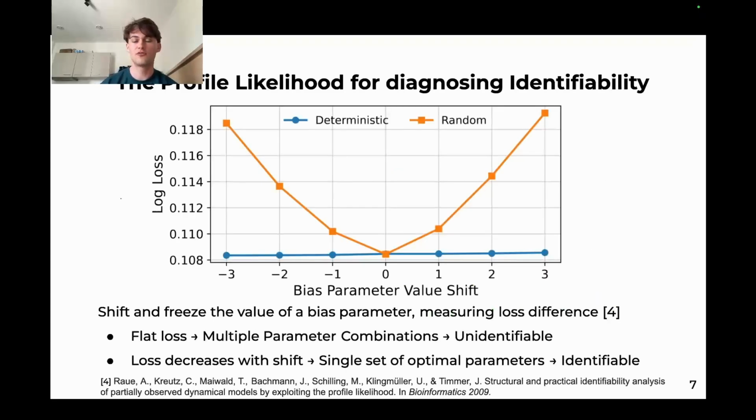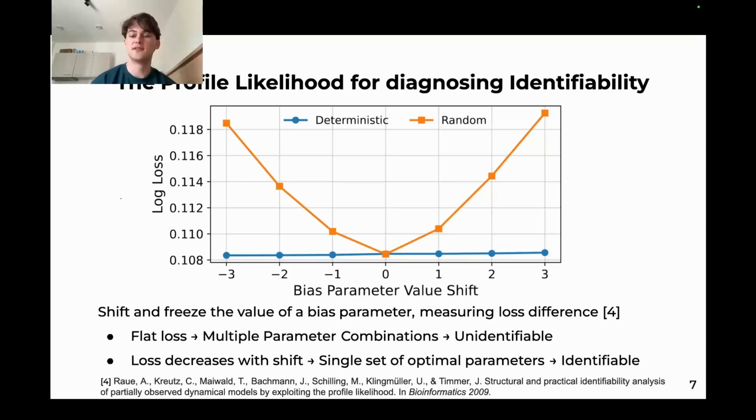I'll first go over a bit of an intuition for this work, and then we'll go into our method. So we propose using the profile likelihood for diagnosing identifiability. The profile likelihood is a method that's commonly used in bioinformatics for identifiability analysis, but we adapt it for learning to rank. We consider here in this graph two data sets, one which is deterministic and one which is random in the way that rankings are displayed. And for both data sets, we have no overlap in the features whatsoever.